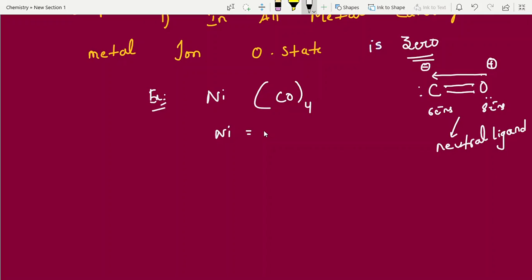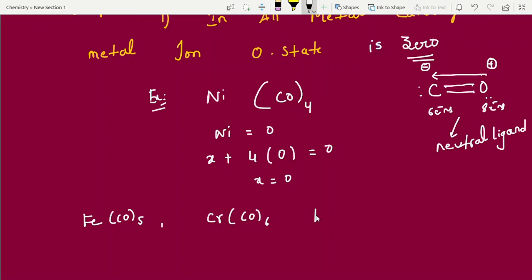If this is a neutral ligand, then directly you can take it. What is the metal oxidation state, students? 0. How to calculate? If you don't know, this is X. X into 4 into 0 equal to 0. That's it. X equal to 0. Not only this one. Iron carbonyl they will give. Next, chromium carbonyl they will give. So in all carbonyls, the metal oxidation state should be 0. Clear? That's it. Now, next one.